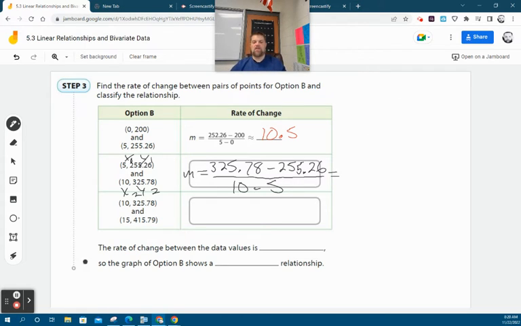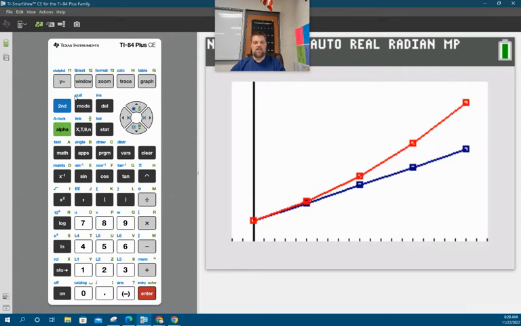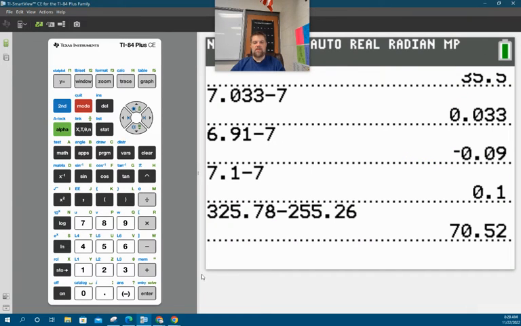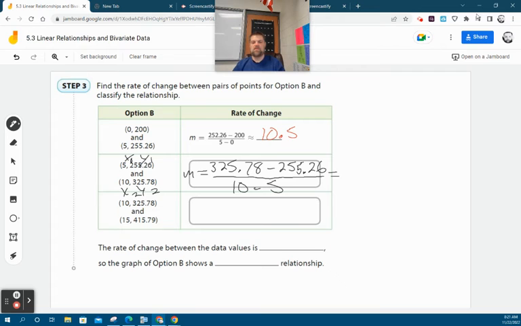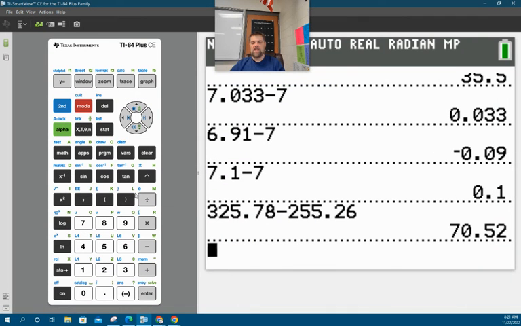Let's plug that in our calculator. So I'm going to say mode. Now let me show you how to do this. I already have it in here. 325.78 minus 255.26. What is that? 70.52. So over here, this is going to be 70.52 all over 5, right? So now I got to take that value and divide it by 5.